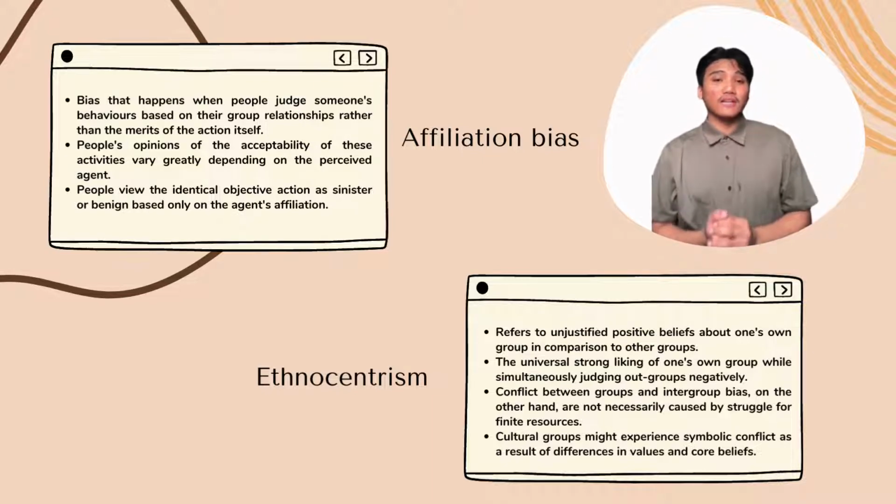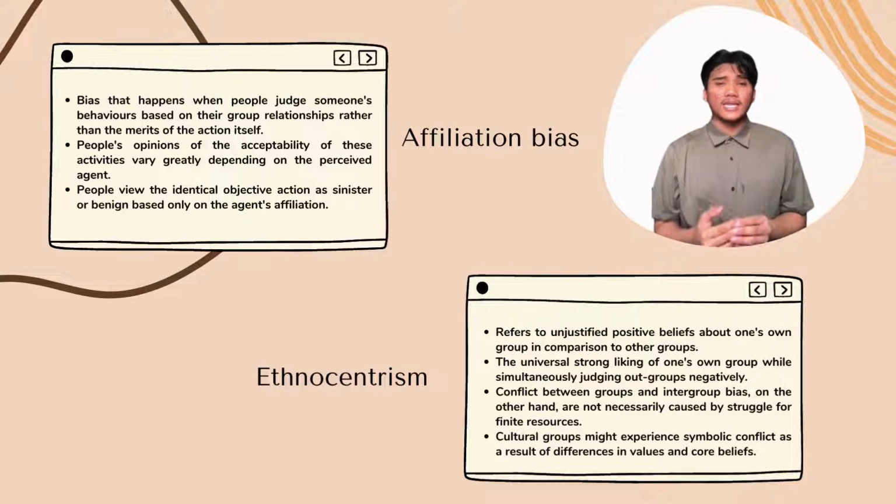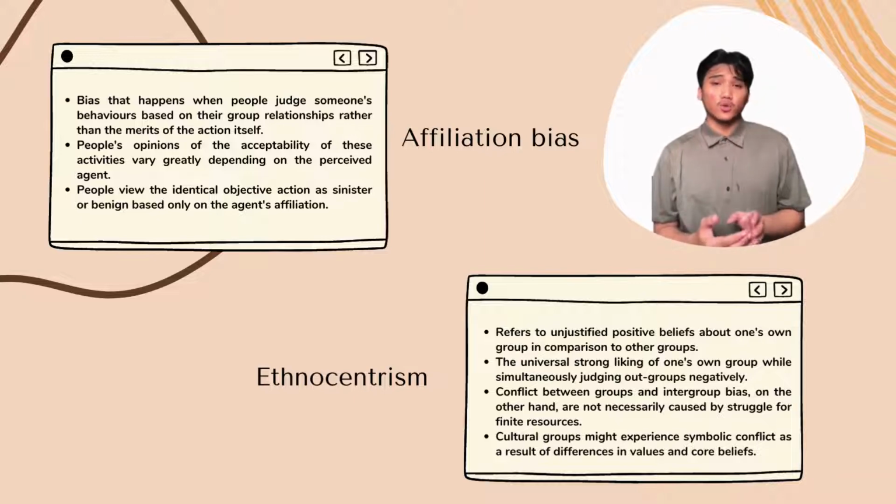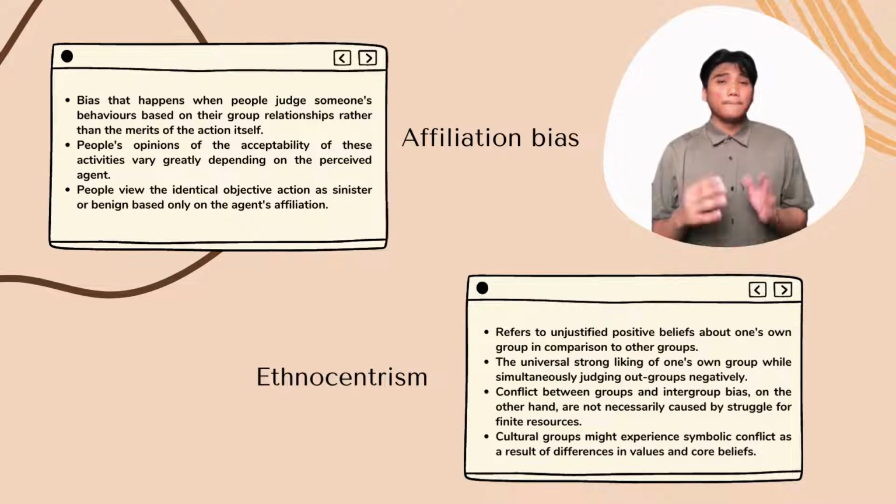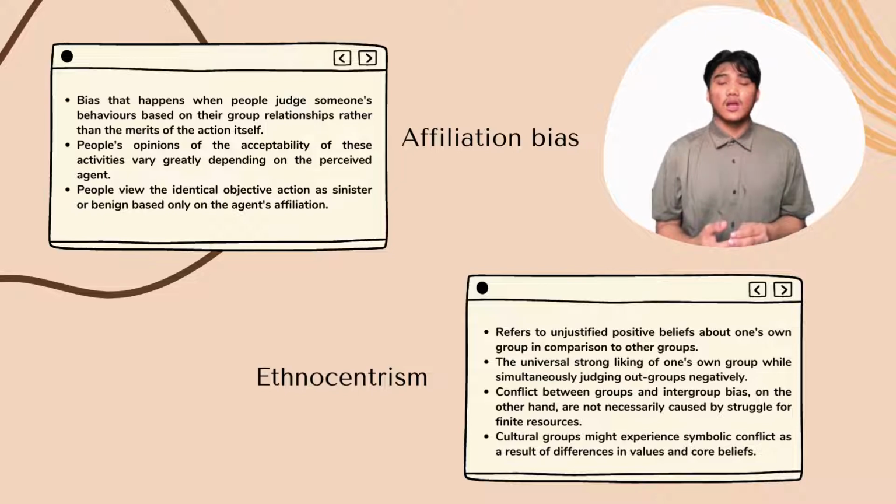Ethnocentrism refers to an unjustified positive belief about one's own group in comparison to other groups: the universal strong liking of one's own group while simultaneously judging out-groups negatively. The behavior may be similar, but the interpretation is not. People show preference inside groups even when their members do not know one another and never communicate. Conflict between groups and intergroup bias, however, are not necessarily caused by struggle for finite resources. The tendency to see individuals from various cultures as more similar than they actually are is an unfortunate byproduct of in-group preference. Cultural groups might experience symbolic conflicts as a result of differences in values and core beliefs.